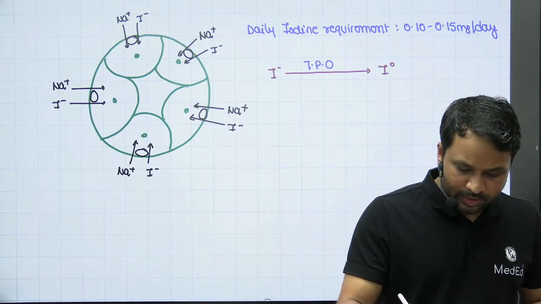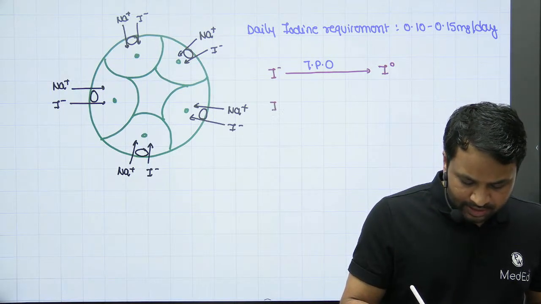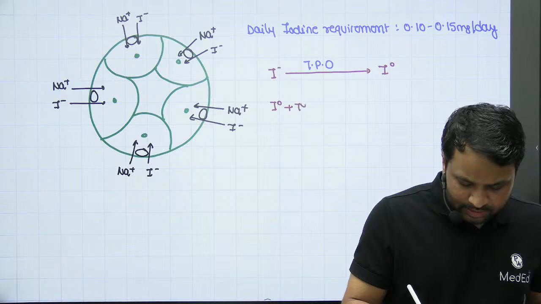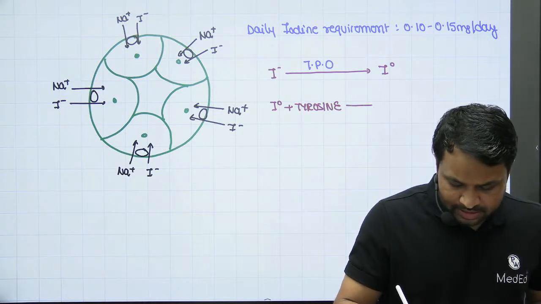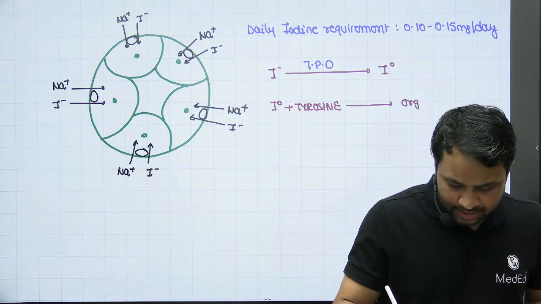Now this iodine that is released, the free radical iodine, will combine with tyrosine, which is readily available inside the thyroid follicular cell, and this will result in an organic compound.